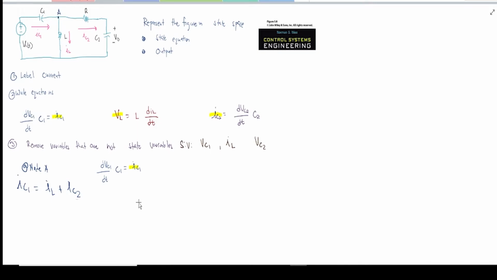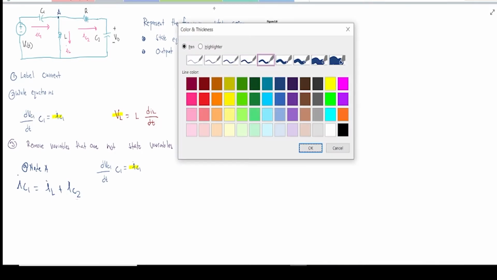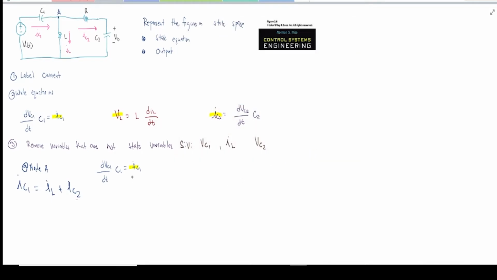So we are working on this equation, and we know that IC1, the current in capacitor 1, is not a state variable. So we have to represent this IC1 in terms of state variables. So this one is a state variable. However, IC2 is not a state variable. So what we're going to do here is think of something that we could use to represent IC2.